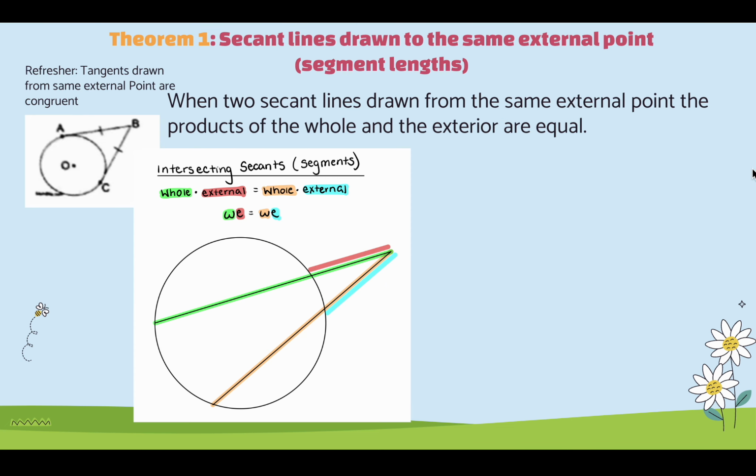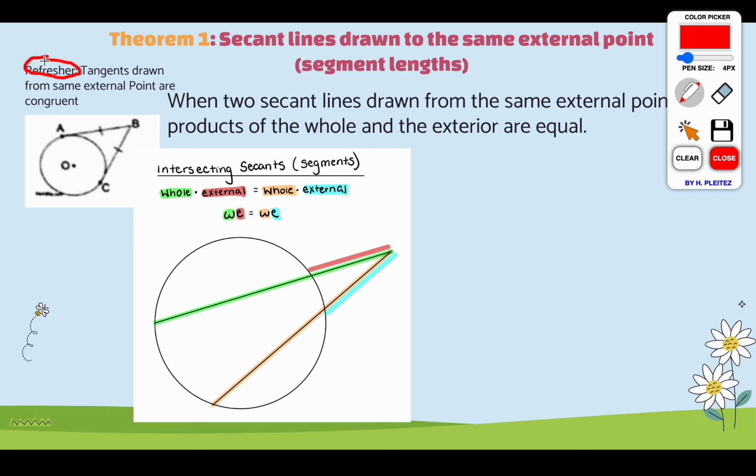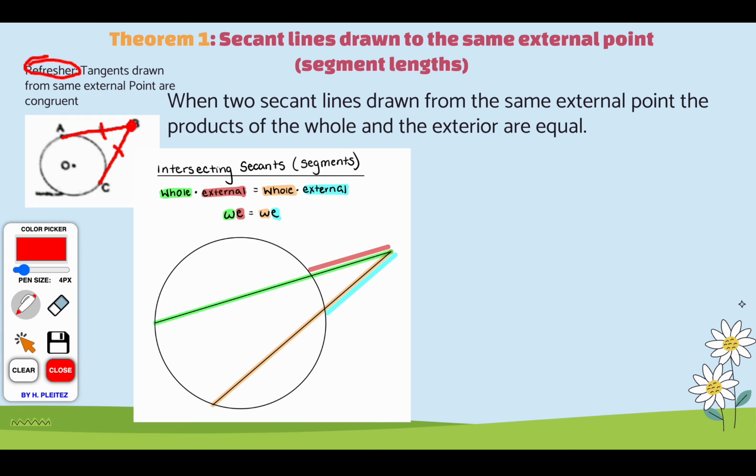So theorem number 1 is talking about finding segment lengths when our secants are meeting at an external point. A refresher over here, we did this with tangents as well. When tangents were drawn from that same external point, we knew that these segments here were going to be congruent, right? Now, when two secant lines are drawn from the same external point, we have this equation that's going to be made. So our secants are not congruent, but the product of the whole and exterior are going to be equal.